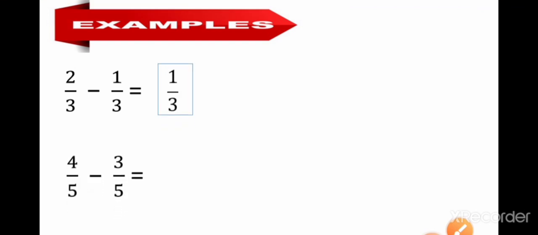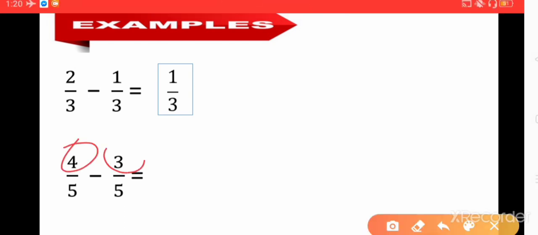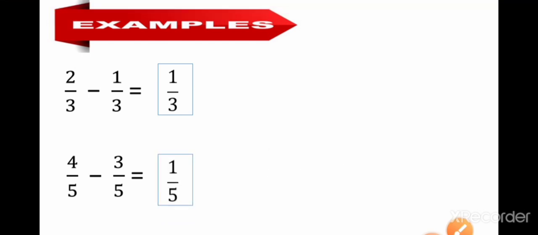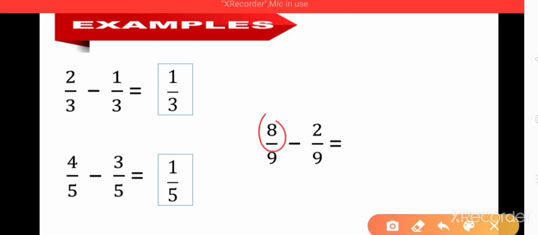Next, 4 over 5 minus 3 over 5. So, 4 minus 3 will give you 1. Then, the denominator will give you 5. That's why 1/5 ang answer. Next, we have 8 over 9 minus 2 over 9. So, yung mga numerators, 8 and 2, subtract them. So, 8 minus 2 will give you 6. Then, copy the common denominator which is 9.